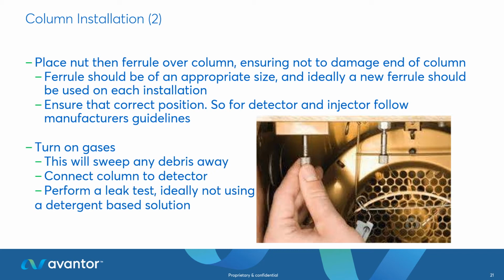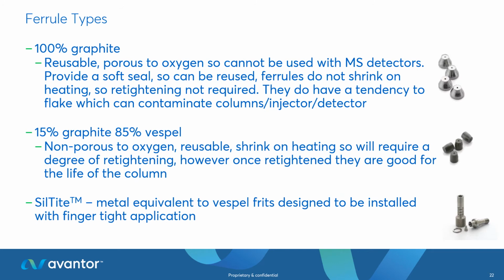Once the column is connected to the inlet, turn the gases on and look to sweep any debris from the column out, and this may involve residual bonded phase that's not quite bonded effectively. It's also important to make sure that you perform a leak test at this point to ensure that there are no leaks coming from the inlet. Once this has been done, connect the detector and then the column is ready for the next stage.